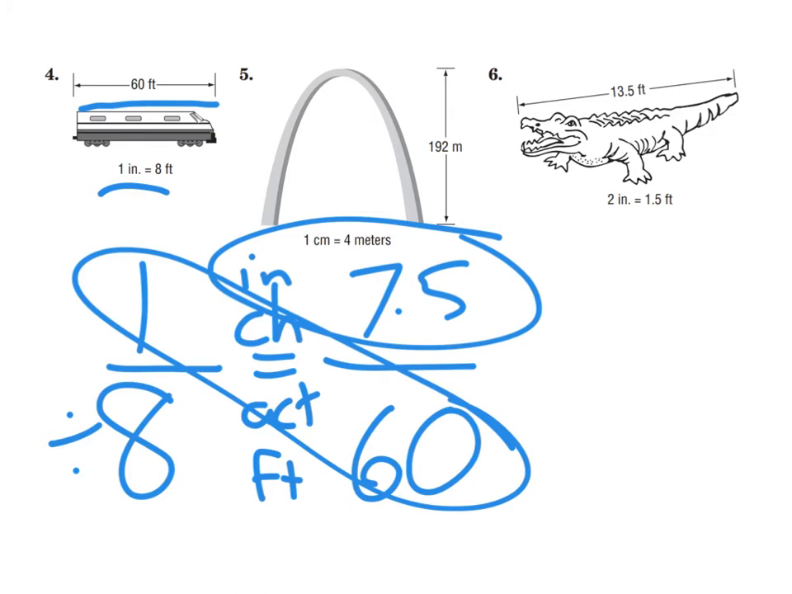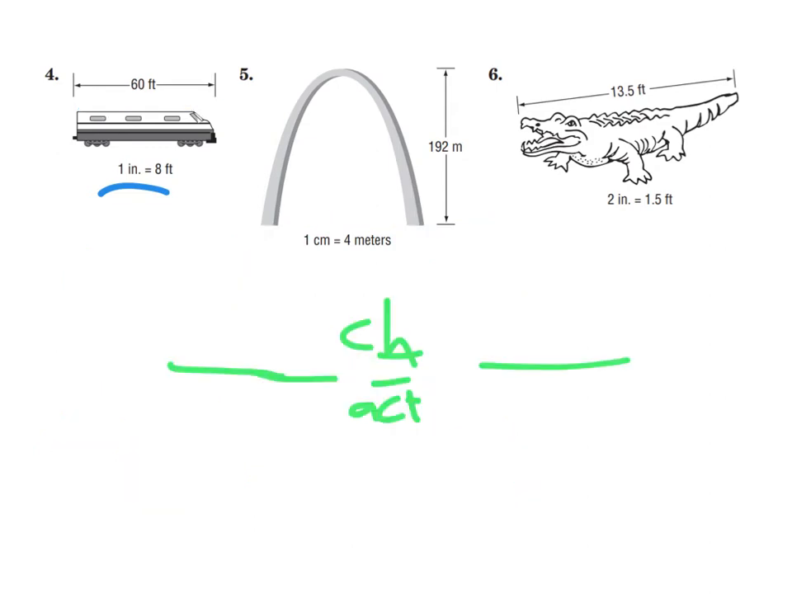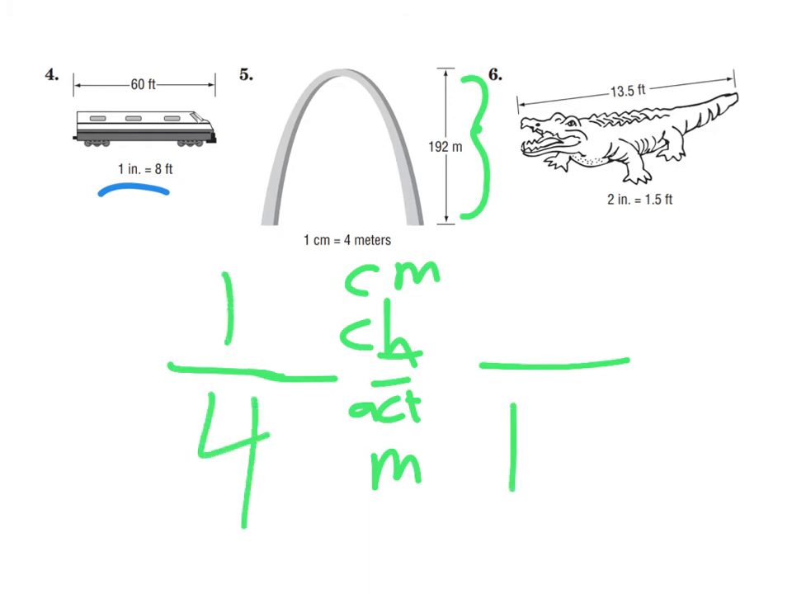So the scale drawing of that 60-foot actual train car is 7.5 inches. Try that again. Looks like we have the St. Louis Arch changed over actual again. This time they still have centimeters and meters. So we can tell that we have the actual measurement here because it's 192 meters. 1 centimeter equals 4 meters. And I have an actual measurement of 192 meters.